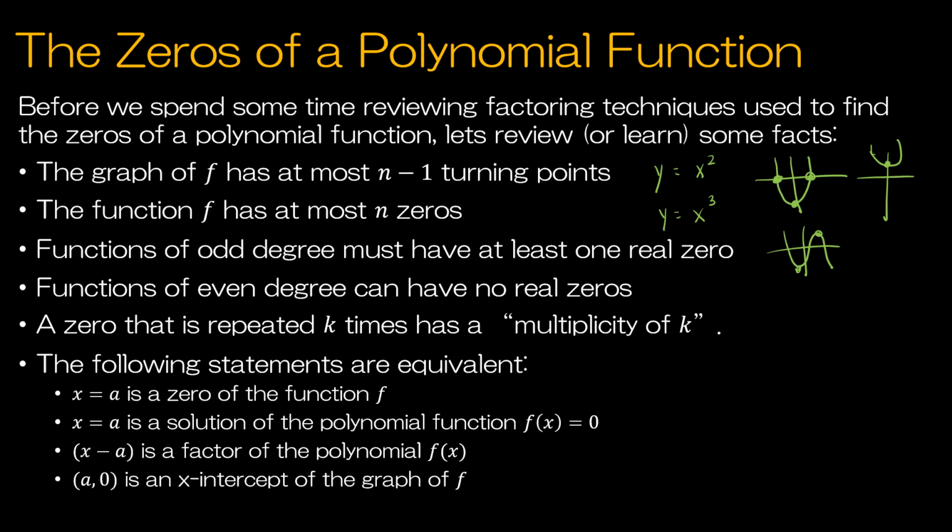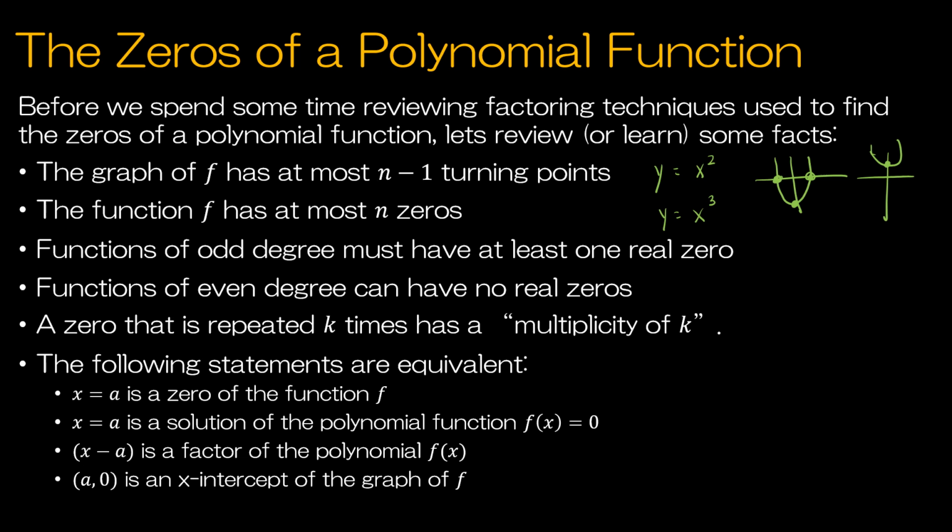However, if I have a function of odd degree, so 3 or 5 or 7 or so forth, I must have at least one zero. And that should make sense to us because of the way the graph looks. I have to have at least one zero. Because if it wasn't here, whoops, it would have to be up here, right? And it doesn't matter if it's going up from left to right or down from left to right. None of that matters because we know it's got to cross at least one time.